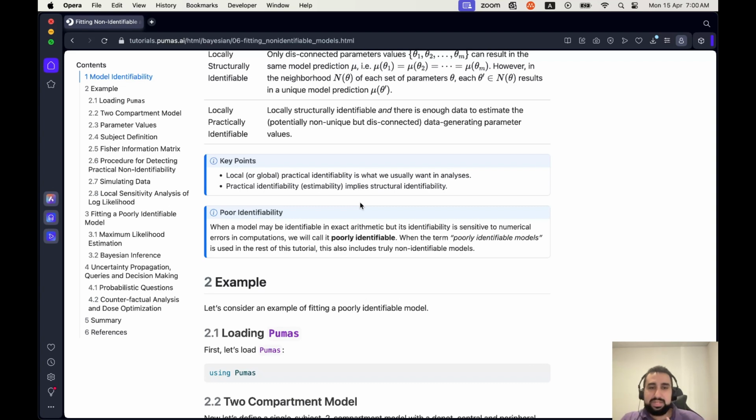So if we can't really tell whether multiple parameter values have approximately the same log likelihood, then that's what we're going to call poorly identifiable. And this covers the case of true non-identifiability, when they're exactly equal. But again, with floating point arithmetic, doing computations on the computer, it's sometimes difficult to distinguish between these 2 cases. So sometimes we'll use this more general term, poorly identifiable.